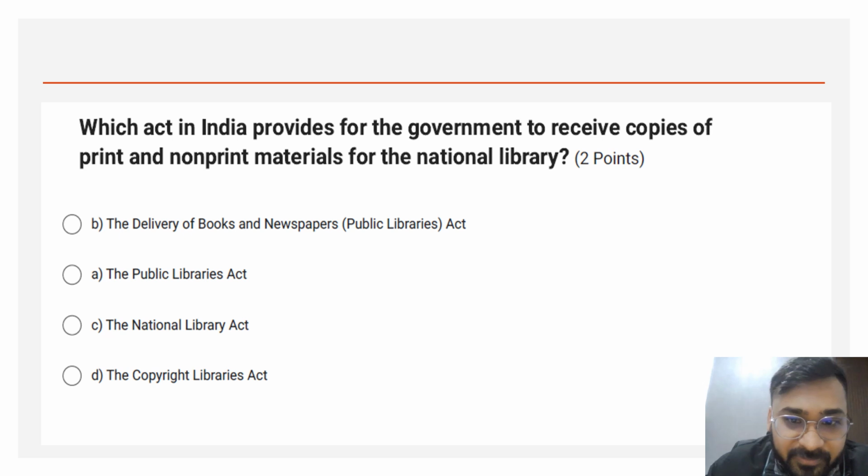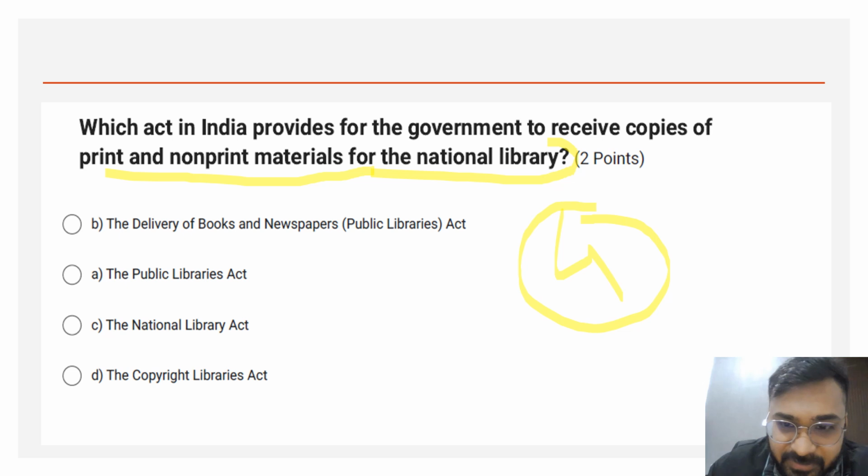Which act in India provides for the government to receive copies of print and non-print materials for the National Library? The Delivery of Books Act, for four libraries, where we send the books: National Library of India, Delhi Public Library, Connemara Public Library, and Asiatic Society. So it is the Delivery of Books and Newspapers (Public Libraries) Act. This is the one I was talking about.